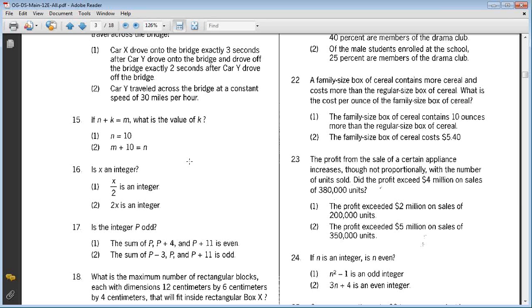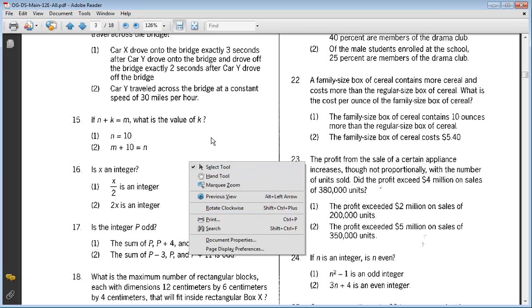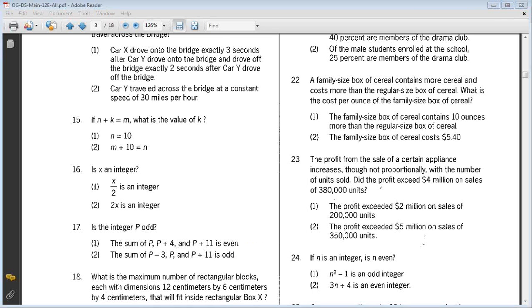Well, yeah, you're right about that. Statement 1 actually tells us not only that x is an integer, but it tells us that x is an even integer, because you really only can plug in an even integer to statement 1 in order to get the integer result. So statement 1 actually tells us that. Okay, I see. Okay. Yes.